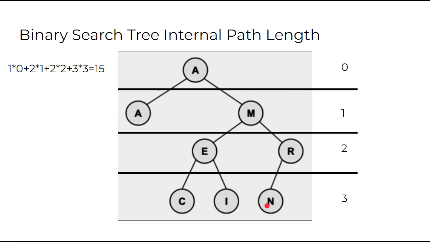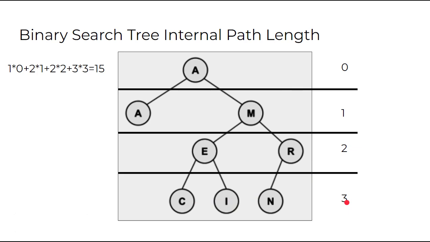So the first example is of internal path length. An internal path length is the sum of the depths of all the nodes. So if that sounds complicated, it's pretty simple and you just draw these lines across a binary search tree. You can see A is the topmost node. It has a depth of 0. You start with 0 when calculating internal path length. Next level down are A and M, and they both have a depth of 1. They have essentially one layer of nodes above them. E and R both have a depth of 2, and C, I, and N have a depth of 3.